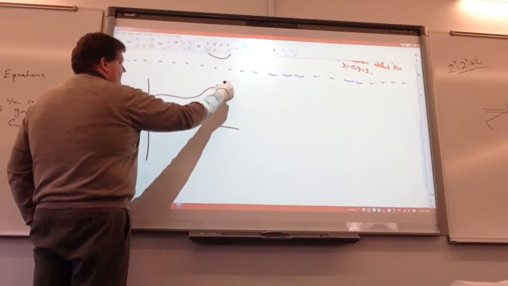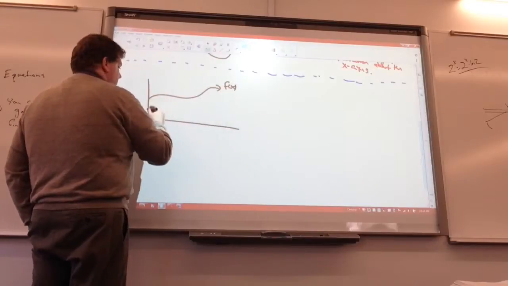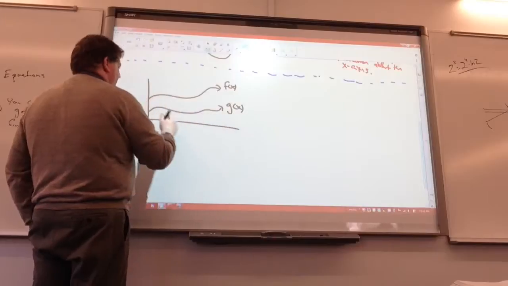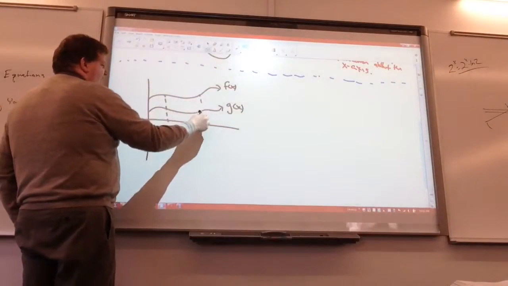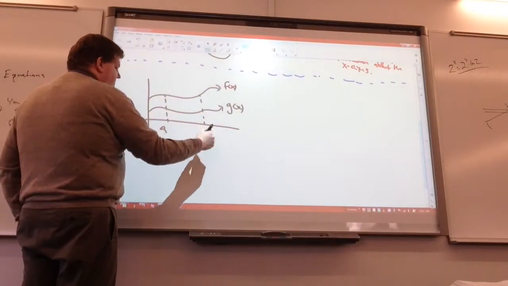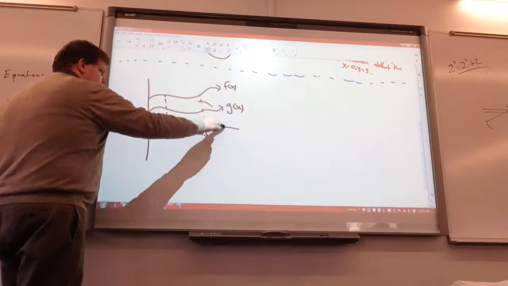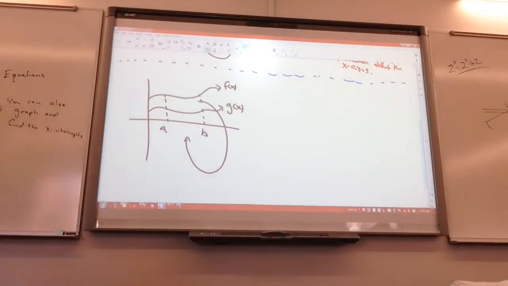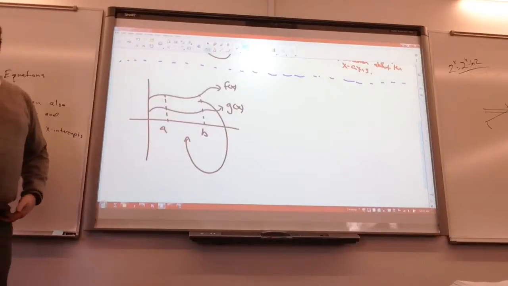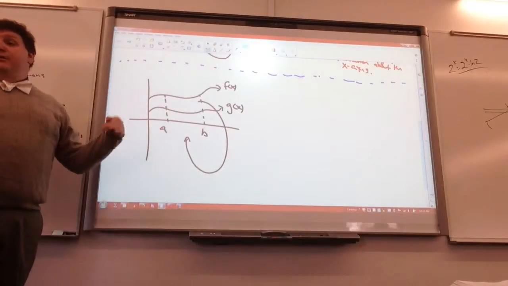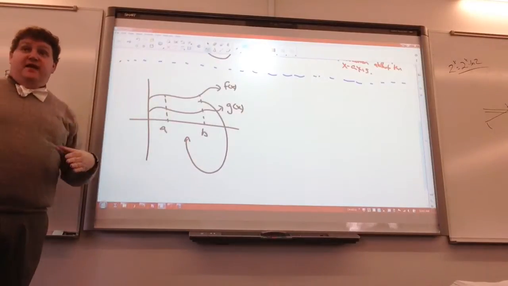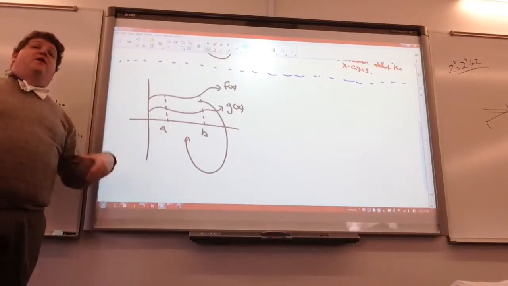Here's f of x. Here's g of x. Here's my a, my b. I'm going to rotate that zone around there. It's going to basically work the same way as it did with the area, where I just do the area of one minus the area of the other. I'm going to do the volume of one minus the volume of the other.